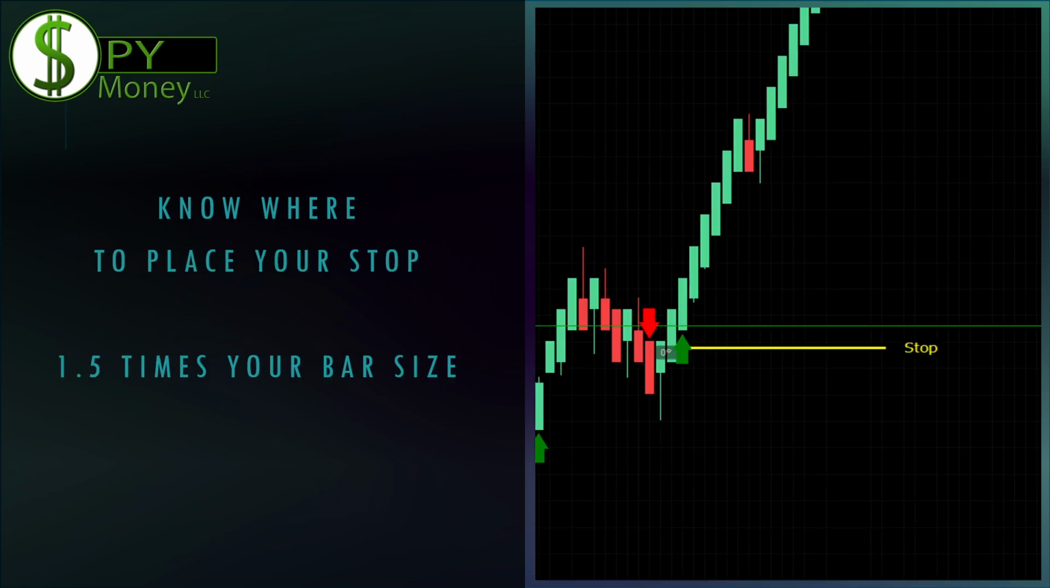A lot of traders will go in and put their stop at a predetermined level. Well, a predetermined stop is not necessarily the best. Your stop should be based on what the market is showing you at that time. A lot of people will trade on different things like ATR and things like that, and that's not necessarily the best way to do it. But you have to know where you're going to put it. What we do is a typical 1.5 times the bar size, but then we adjust it according to the market.